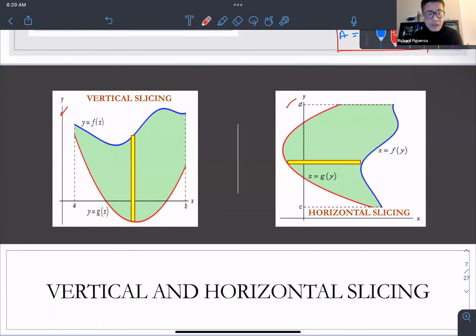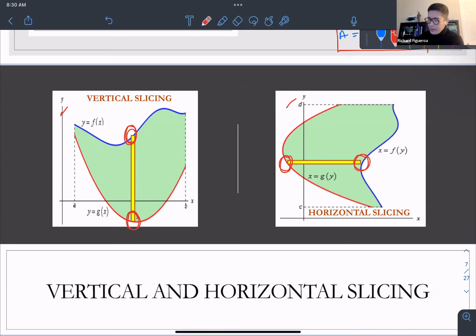But the question now is, sir, when am I going to use a vertical strip? When am I going to use a horizontal strip? A vertical strip is used, okay? We have to take note of the endpoints of the strip. What are those endpoints? These are the endpoints. When I say the endpoint of the strip, you have to take a look at what function it touches.